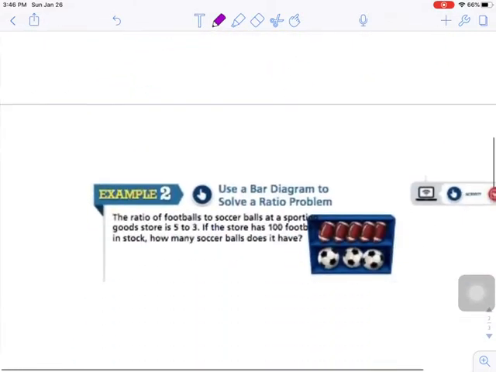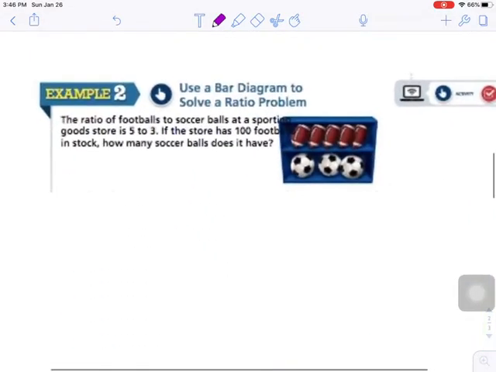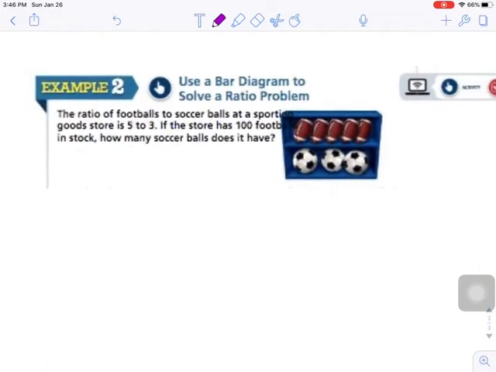All right, let's go to example 2. The ratio of footballs to soccer balls at a sporting goods store is 5 to 3. If the store has 100 footballs in stock, how many soccer balls does it have? I'm going to show you 2 ways that we can do this. Number 1, we can draw up a table or a number line.